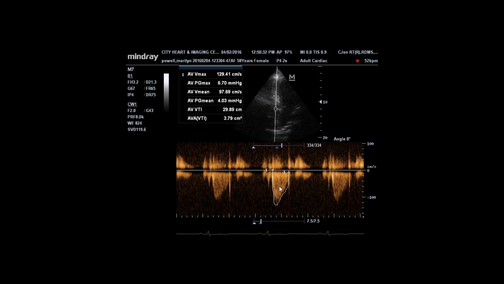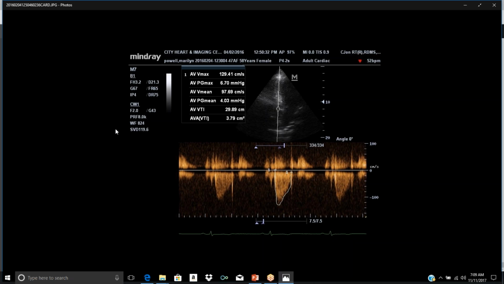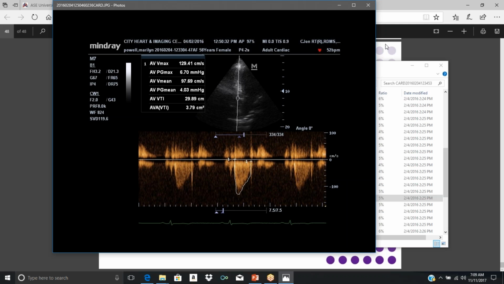So you have to evaluate flow across the left ventricular outflow tract, which is pulse wave Doppler, and then flow across the aortic valve, which is continuous wave Doppler.